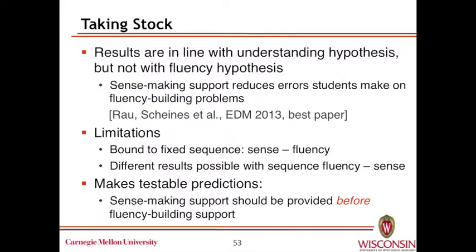But there are certain limitations to this model, and the most important one, I think, is that in this experiment, students always received sense-making support before fluency-building support. So it's entirely possible that if I had presented fluency-building support before sense-making support, I would have gotten entirely different effects. But on the upside, I get a testable prediction, which is that if sense-making support enables students to learn from fluency-building support, which is the understanding hypothesis, then perhaps students will learn better if I present sense-making support before fluency-building support. So guess what I did in my next experiment?